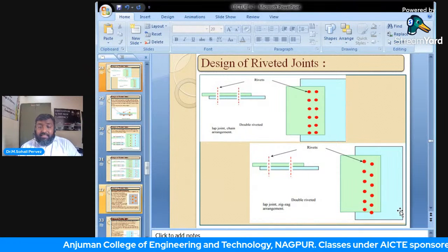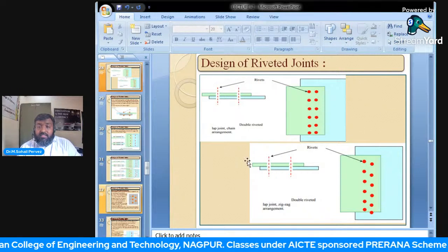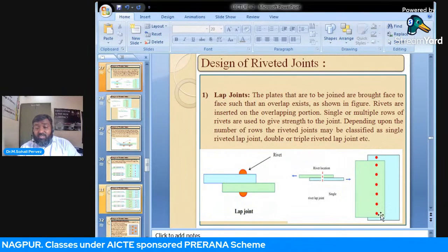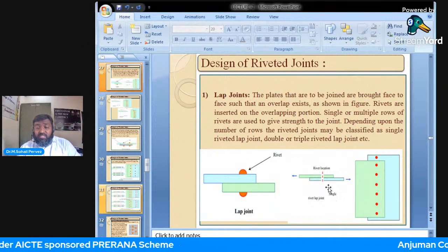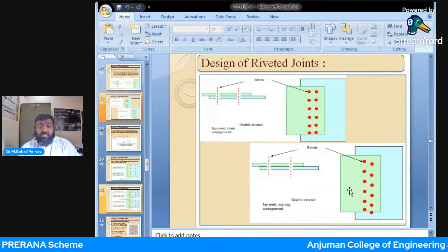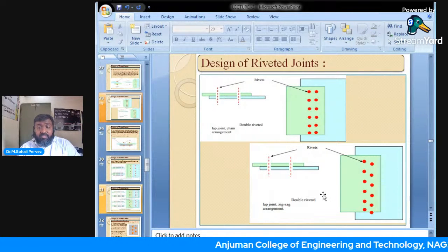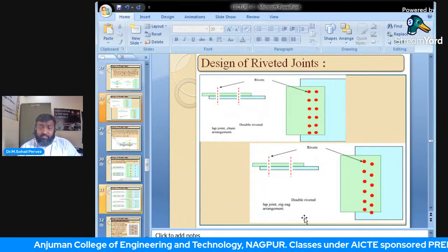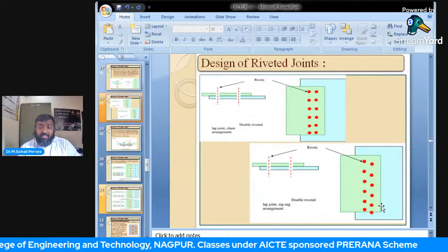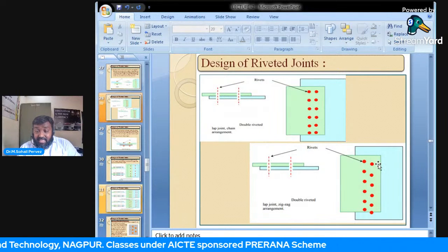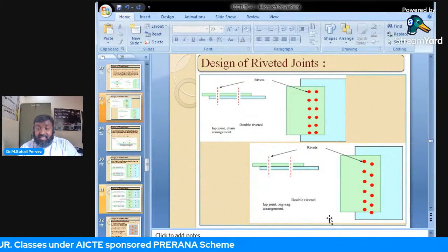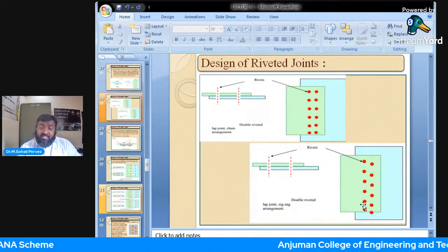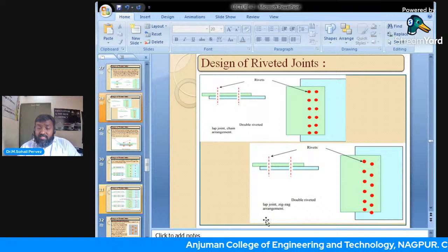The previous one was a lap joint, but a single riveted lap joint. The next one is the double riveted lap joint. Two rows of rivets are there to hold these two plates. And third, zigzag. See the pattern, zigzag. So single riveted, double riveted, and zigzag lap joint.